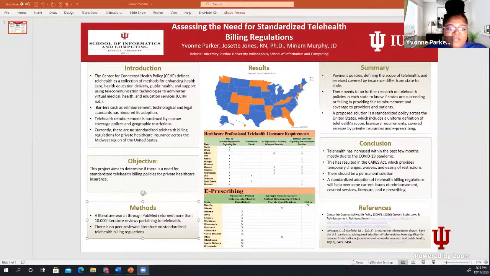A literature search was done. There were thousands of results on the topic of telehealth, but there was none specifically related to each state's billing regulation. So currently there are no standardized telehealth billing regulations for private healthcare insurance across the Midwest region of the United States. I chose the Midwest because of the population and its weather.